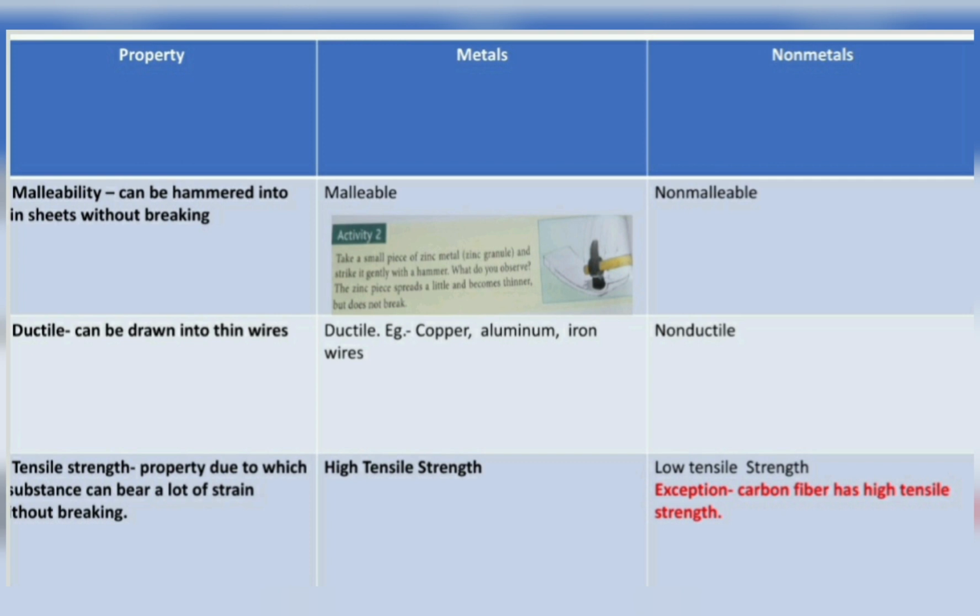So we know that we use iron chains or metallic chains to lift up heavy materials or heavy weights. So we can say that metals have high tensile strength, whereas non-metals do not have high tensile strength. Here the exception is carbon fiber, which has quite good tensile strength.